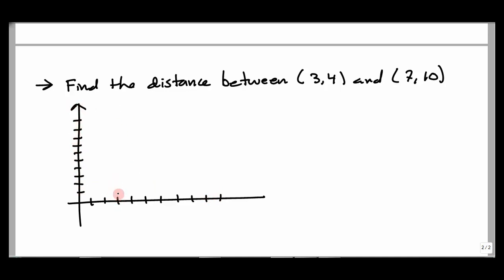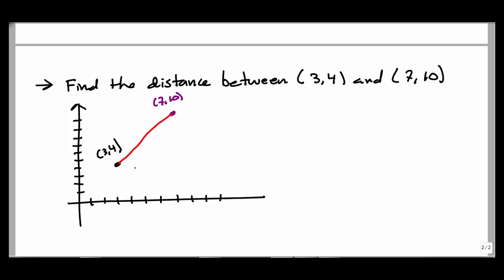3, 4 would be, let's say, right about here. So here's the ordered pair 3, 4. And then let's look at 7, 10. So here's 7, and then we go up 10. Here's our ordered pair 7, 10. I'm looking for this distance right here. This is what I'm up to today.